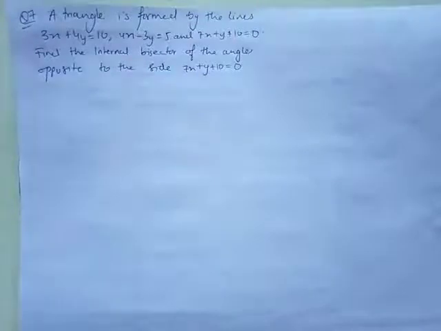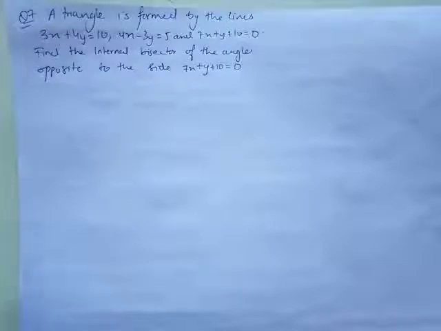Let's see one of the questions from the exercise. Question number 7 from exercise 11.11. A triangle is formed by the lines 3x plus 4y equals 10, 4x minus 3y equals 5, and 7x plus y plus 10 equals 0. Find the internal bisector of the angle opposite to the side 7x plus y plus 10.